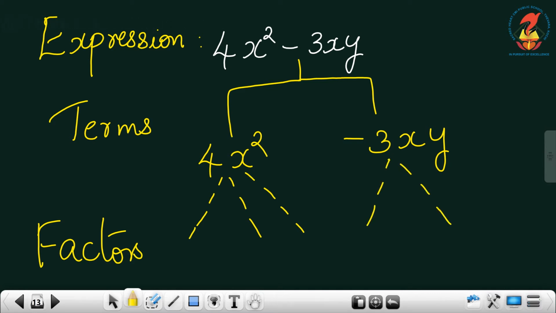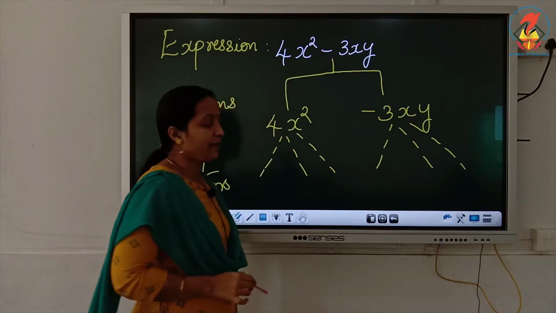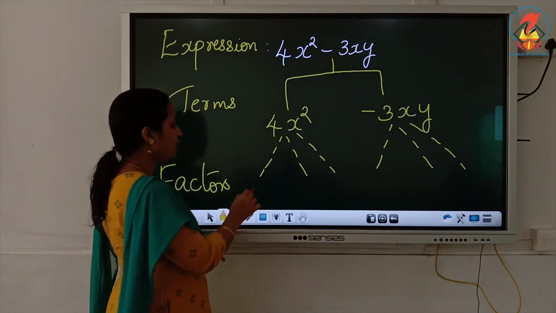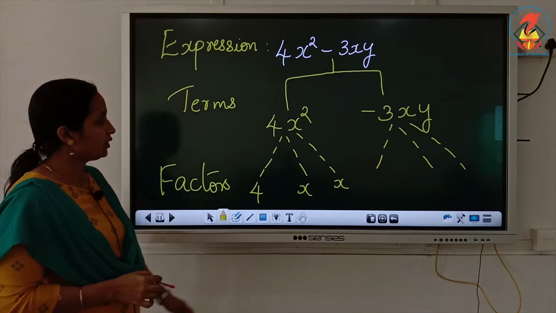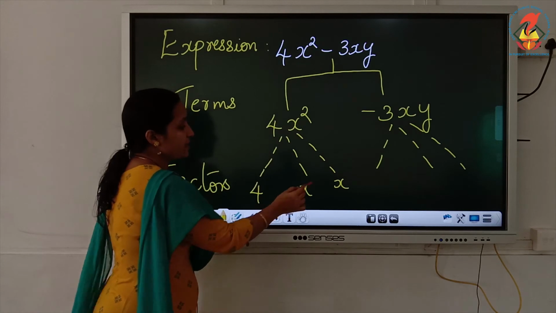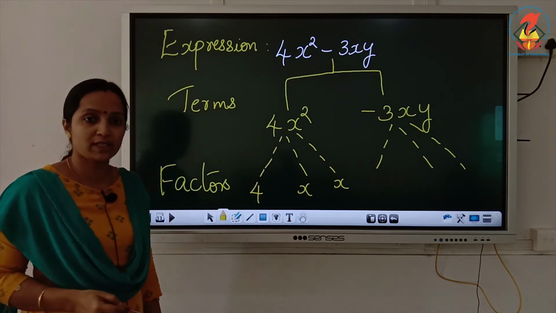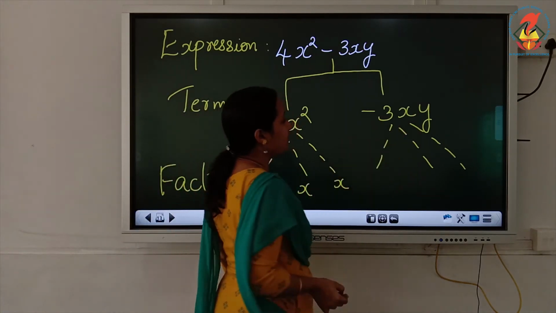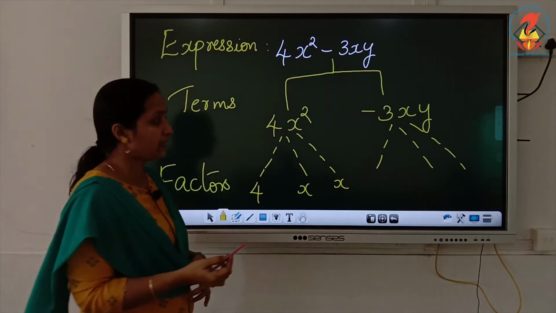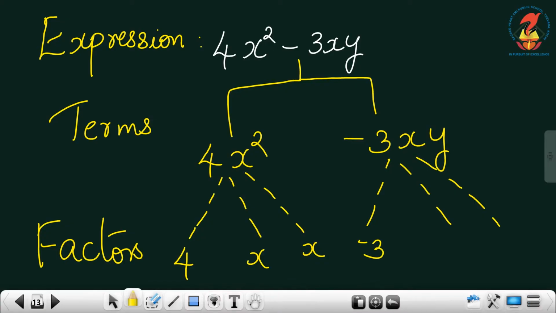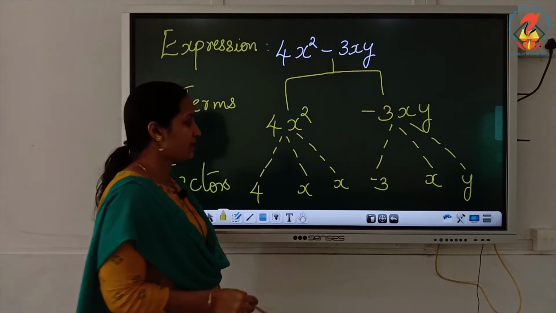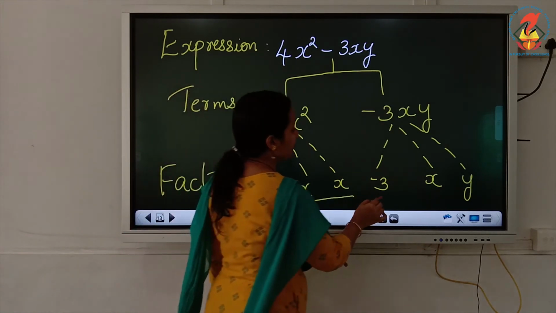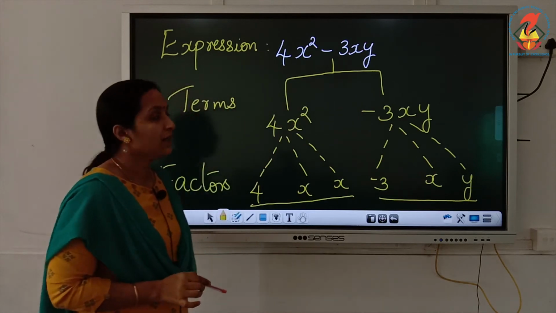Okay. Now, 4x square means what? 4x square is a product of 4x and x. So, which are the factors of the term 4x square? 4x and x are the factors of the term 4x square. In the same way, negative 3xy. Which are the factors of negative 3xy? Negative 3xy means the product of negative 3x and y. So, these are the factors of this particular term. Okay. I hope it's clear.